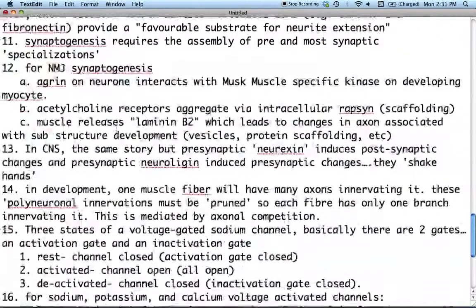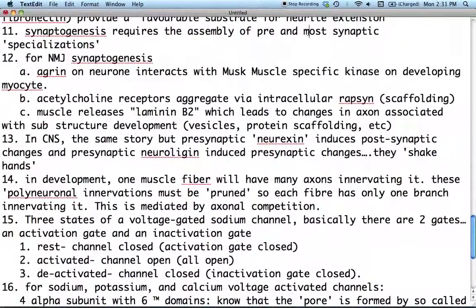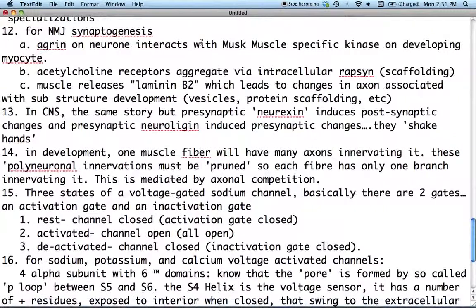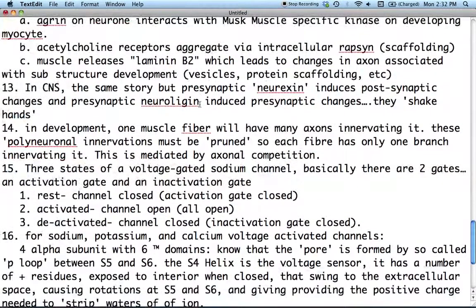Synaptogenesis requires the assembly of pre and postsynaptic specializations. So for the neuromuscular junction, you've got agrin on the neuron interacting with muscle-specific kinase on the myocyte. Basically this results in an aggregation of acetylcholine receptors using this rapsyn scaffolding, and that's taking place on the postsynaptic element. Now the myocyte is going to be releasing laminin B2, which leads to changes in the axon associated with substructure development, so the vesicles and protein scaffolding.